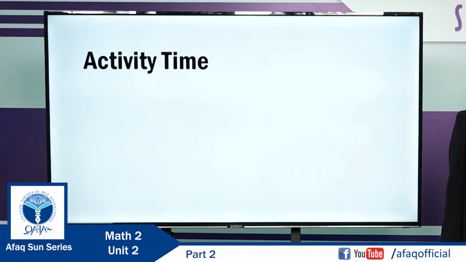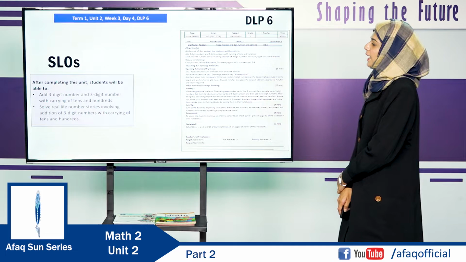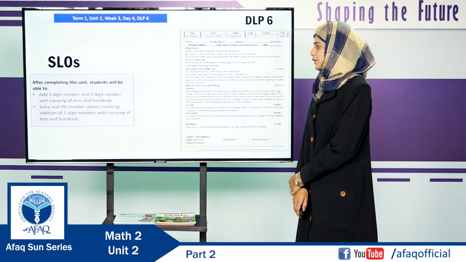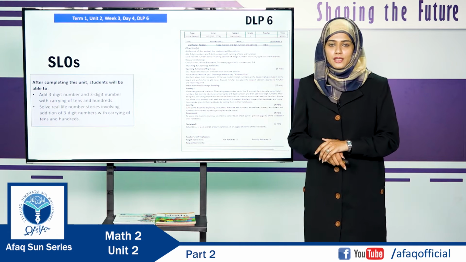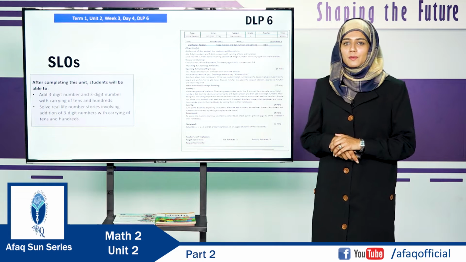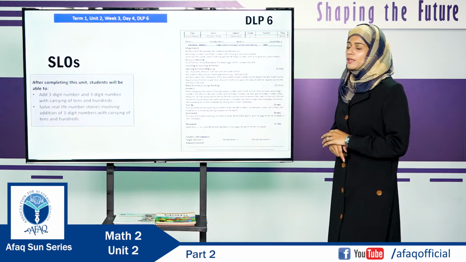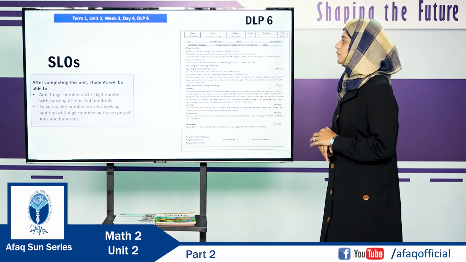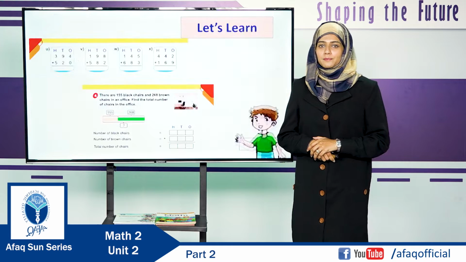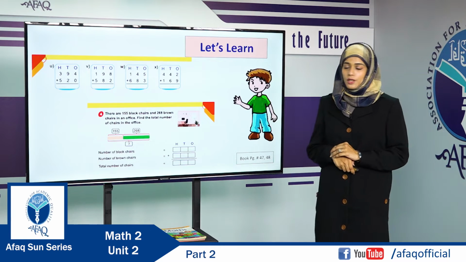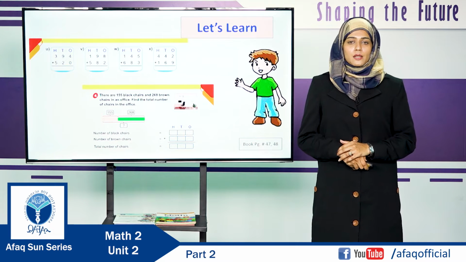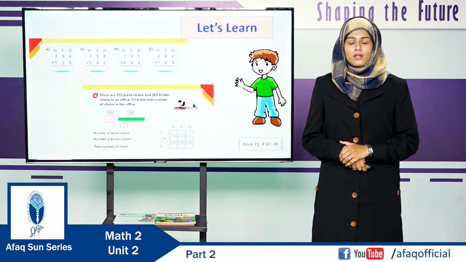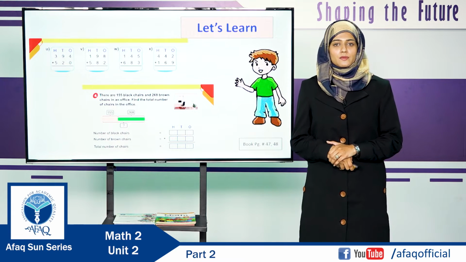This is an activity time. Let's see the other concept. In this SLO, we are going to add a 3-digit number and a 3-digit number with carrying of tens and hundreds. To cover this, the methodology has been provided in DLP 6, which falls in Term 1, Unit 2, Week 3 of Day 4. On page number 47 and 48, some questions are given for you. Solve these questions in the presence of your parents or teacher on the basis of the methodology we discussed before.